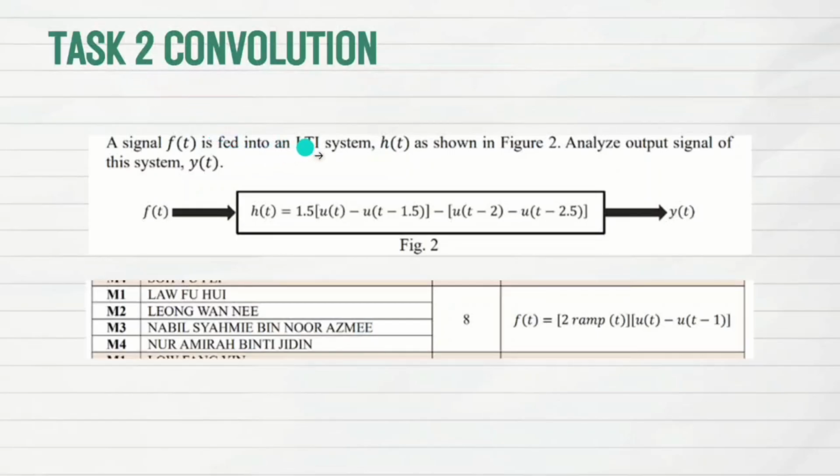Hello, my name is Nabil Shamid. I'll be presenting the process of calculation for task 2, which is convolution. A signal ft is fed into an LTI system, which is a linear time invariant system, ht, and the output will be denoted as yt for our group. ft is 2 rem t u t minus u t minus 1.